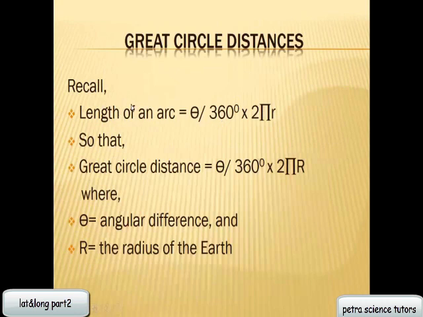So the formula for length of an arc from senior maths: the length of an arc is given by theta over 360 degrees times 2 pi r. Your theta in this case is your angular difference, and the r in this formula is the radius of the Earth, for great circle distances. So theta is the angular difference.